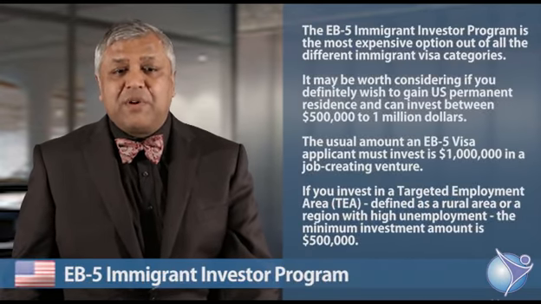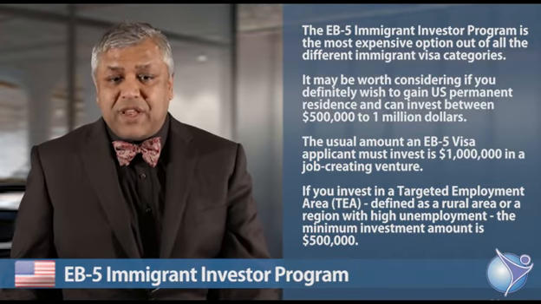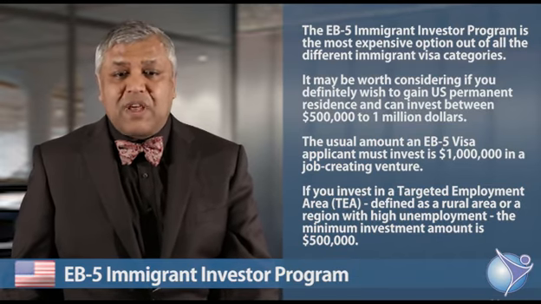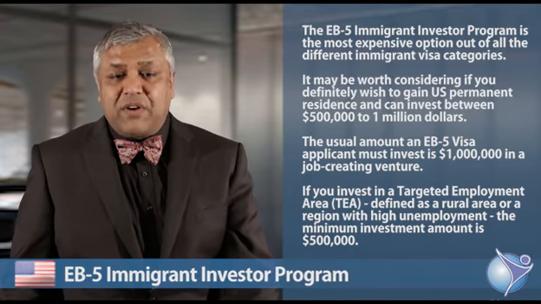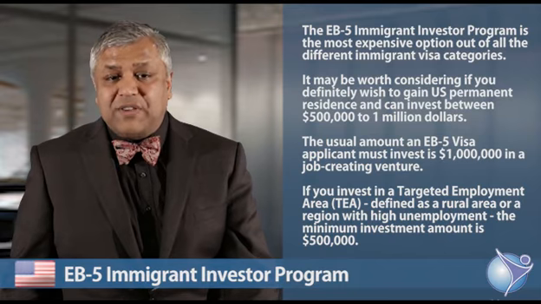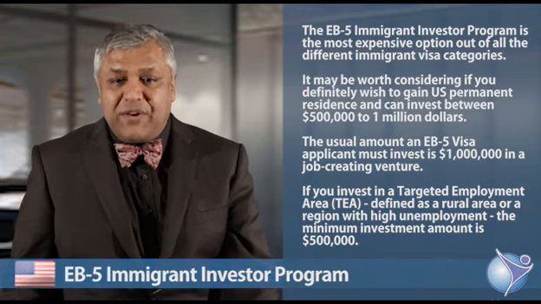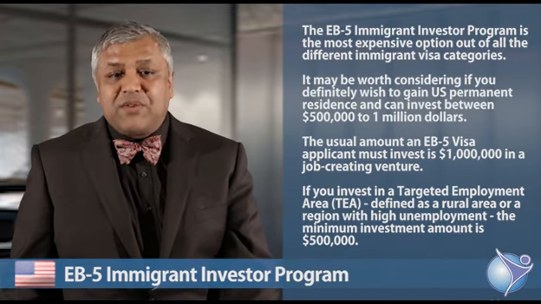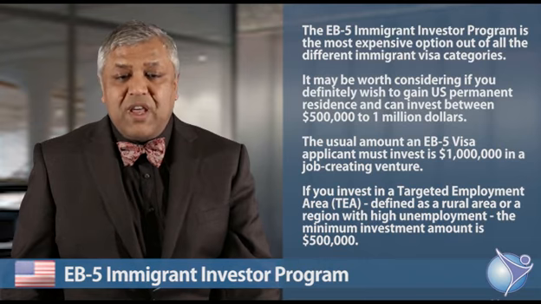The EB-5 Immigrant Investor Program is the most expensive option out of all the different immigrant visa categories. It may be worth considering if you definitely wish to gain US permanent residence and can invest between $500,000 to $1 million. The usual amount an EB-5 visa applicant must invest is $1 million in a job-creating venture. If you invest in a targeted employment area, TEA, defined as a rural area or a region with high unemployment, the minimum investment amount is $500,000 US dollars.